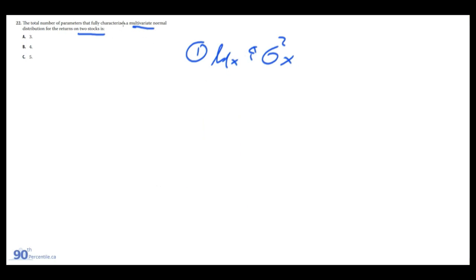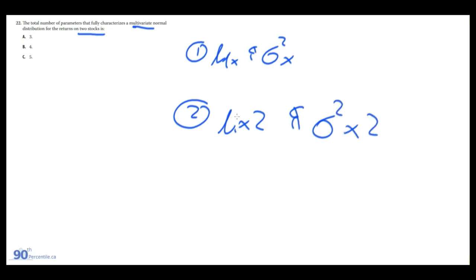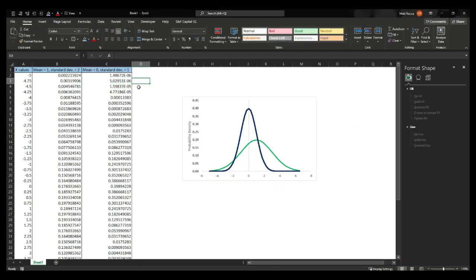But for a multivariate normal distribution with 2 stocks, we're going to need two means and 2 variances, 1 for each of the variables. But then to connect the 2, we would also need the correlation of the 2 variables, or else, if we just had the mean and the variance, we're just modeling them independently. But we need to know how the relationship models to each other, and we do that through the correlation. So here we have 2, 4, 5 parameters that we need. Our answer is C.